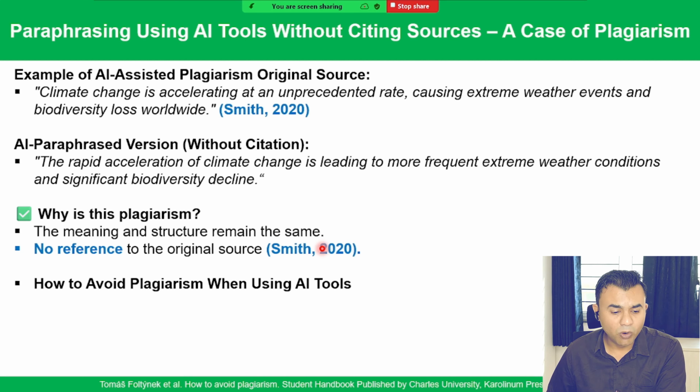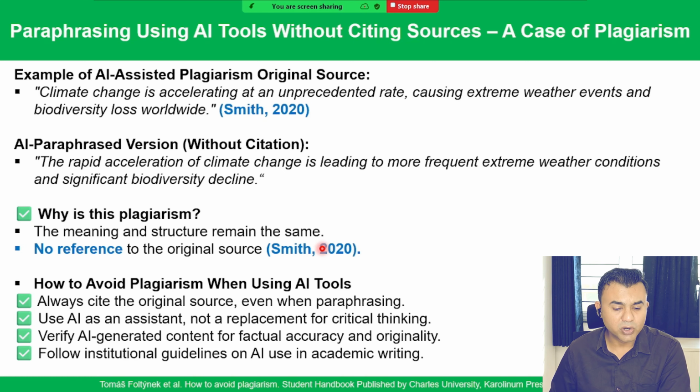And how do we overcome this issue? So always cite the original source even when paraphrasing. It could be AI tool-based paraphrasing or manual paraphrasing, it doesn't matter. Always cite. You can use AI tools as an assistant, not as a replacement for critical thinking. We have to verify all AI generated content manually for factual accuracy and originality, right? We have to manually cross-check everything and cite each and every piece of information.